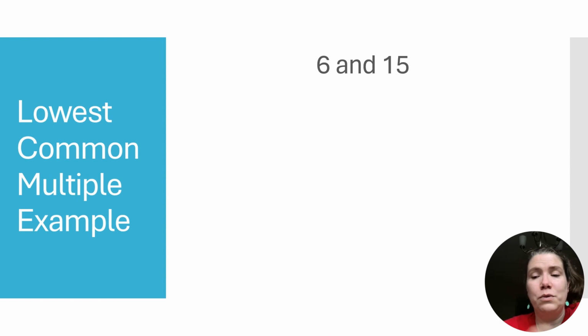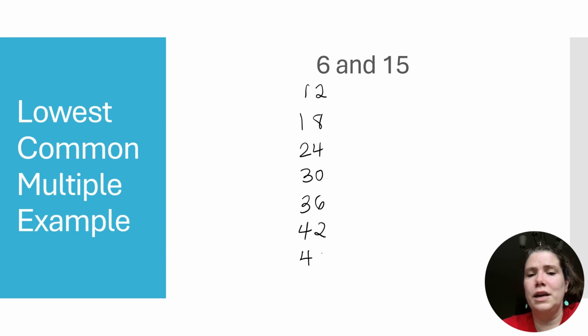For 6 and 15, we're going to start the same way as before, writing out some multiples. 12, 18. And you're just adding 6 every time. You can even use your calculator to help you do this. It's totally fine. 36, 42, 48, etc., etc. 30, 45, 60, 75.